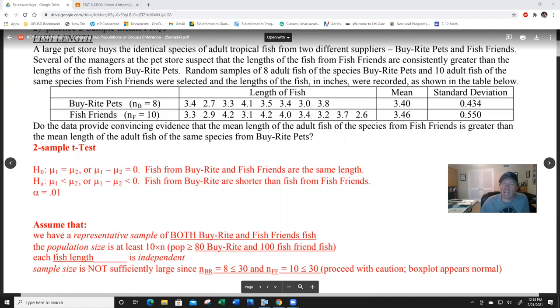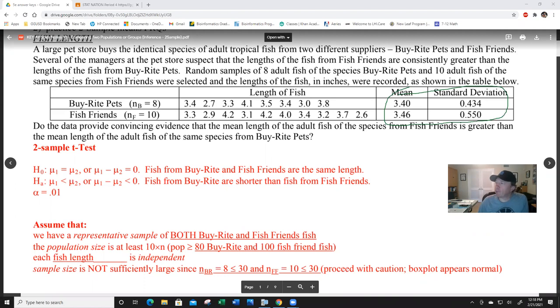Random samples of 8 adult fish of the Byrite and 10 of the same species of Fish Friends were selected, and the lengths of the fish in inches were recorded as shown in the table. All right, so there we go, okay? So what you have here, and they've done all the work for you, okay? They've done all this work. There's only one thing you really need to do, and I'll show that, all right?